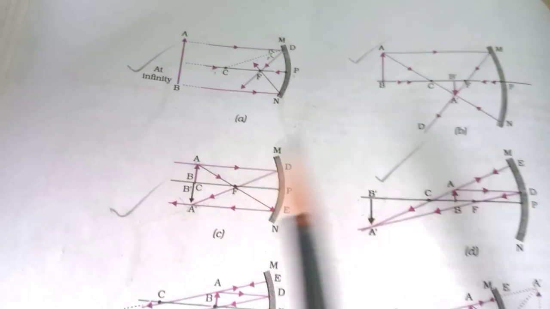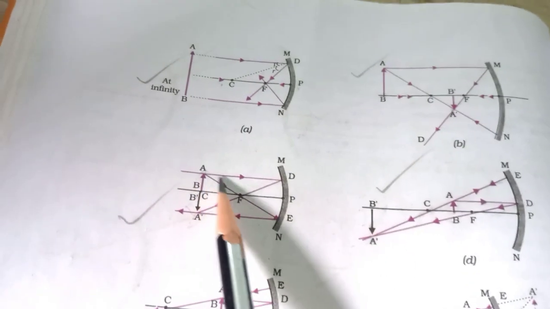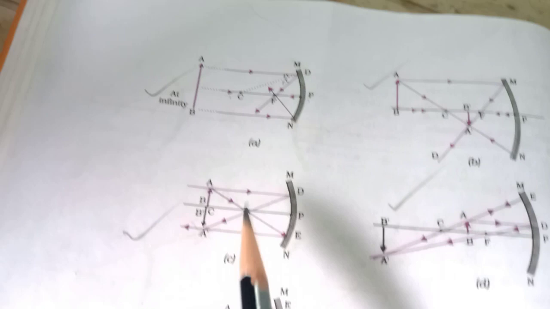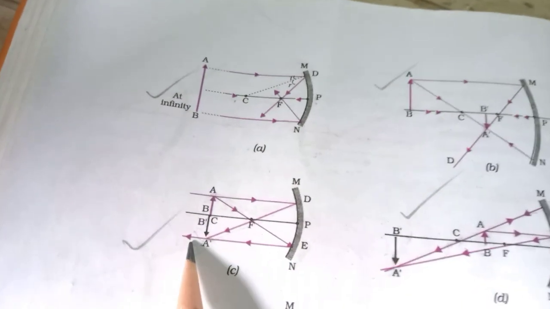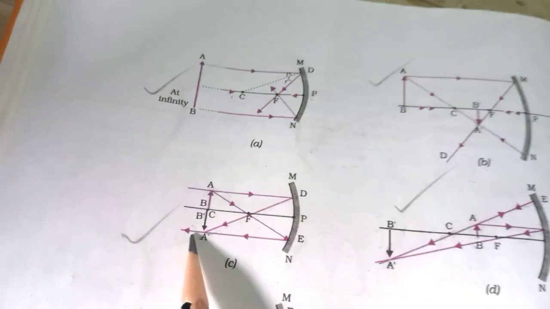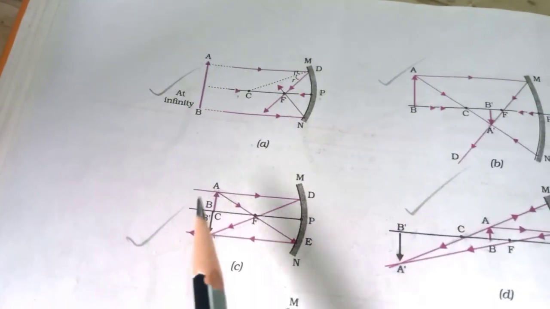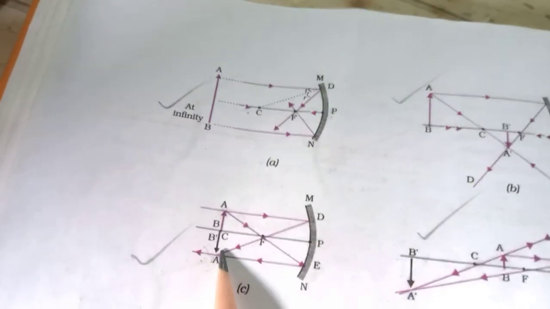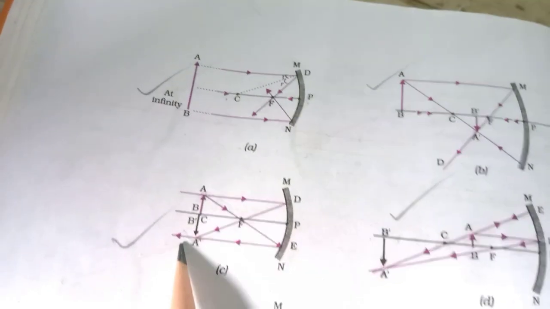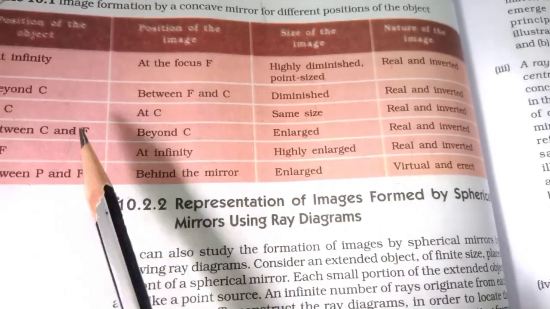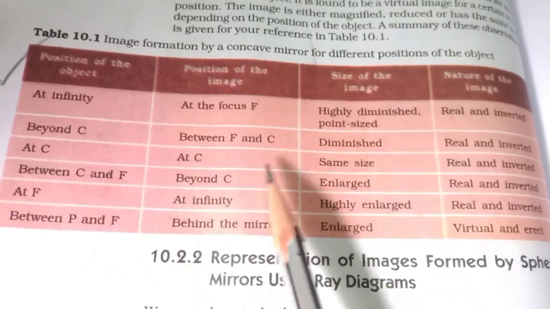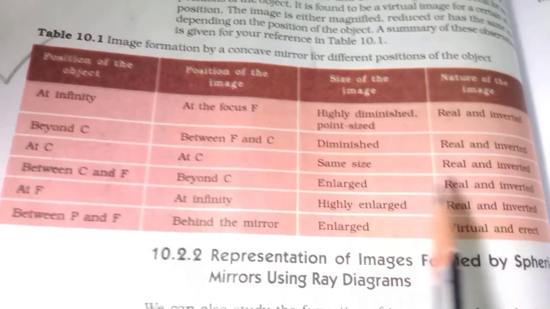Object was at C, so it will pass parallel to the principal axis, then it will pass through focus. Then here again it will pass through focus, and if it passes through focus, here it will pass parallel to the principal axis. The same has been done here, and where both rays meet will be the place where the image will be formed, down below, of the same size and at the same place. It will be inverted and real, right? And next we will see between C and F. The object is between C and F. The image will be formed beyond C, enlarged and real and inverted.